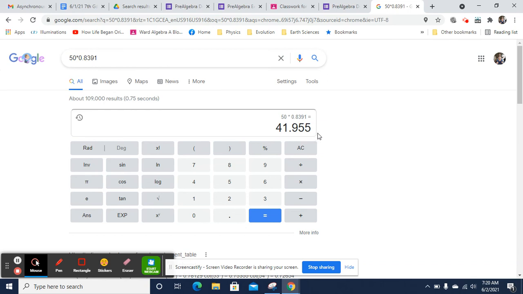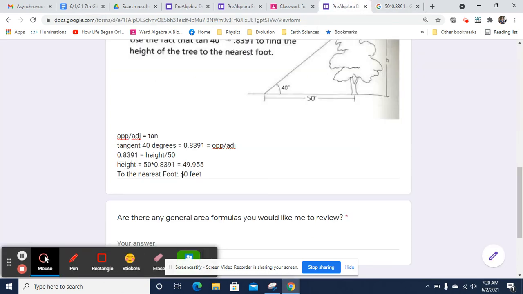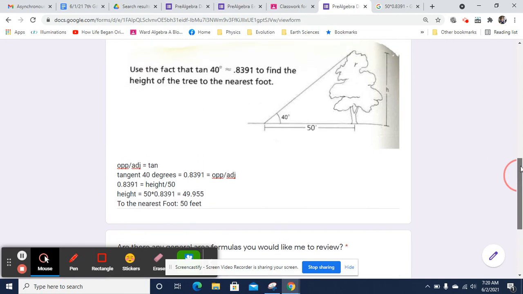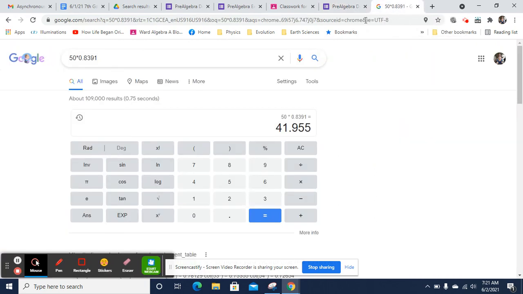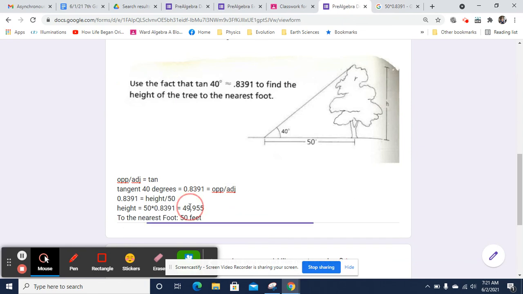So it didn't smell right to me because if the height was also 50 feet, then that would imply this angle is closer to 45 degrees. And I know a 45, 45, 90 triangle would have same sides. 5 degrees is far enough away that it ought not to be 50 feet. But when I go back and I look at the calculator, I realize it actually says 41.955. So we're going to correct that. So 41.955. And that means that to the nearest foot, it's 42 feet.